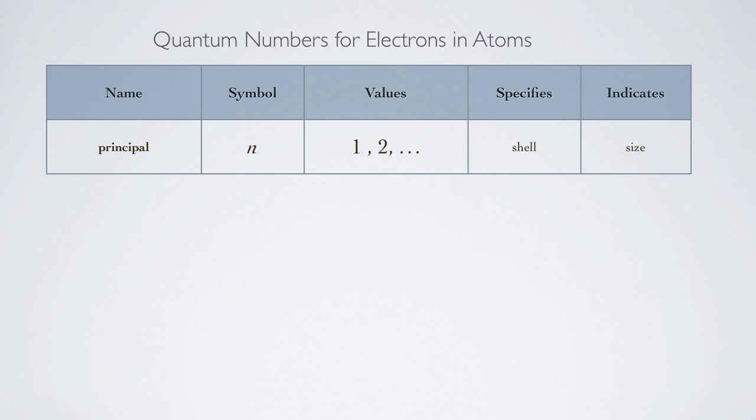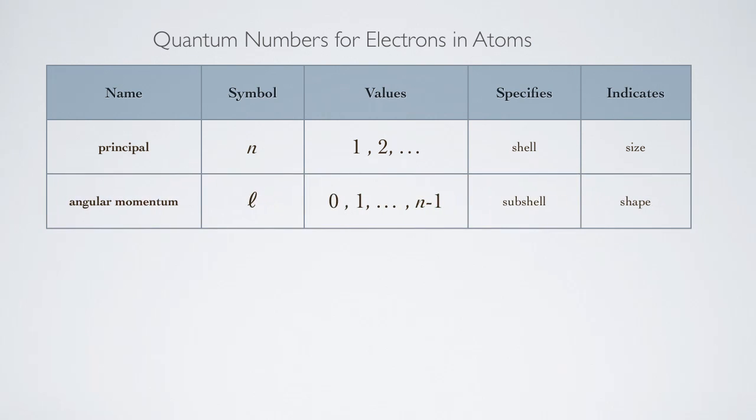For example, the principal quantum number is given the symbol n, and it can have values that start at 1 and move up in integers 2, 3, 4, 5, on up to infinity. The principal quantum number essentially specifies the shell that the electron is in, and this is related most importantly to the energy. It also indicates something about size, because the higher the n number, the larger the radius will be, the farther away from the nucleus it will be, and also the higher in energy.